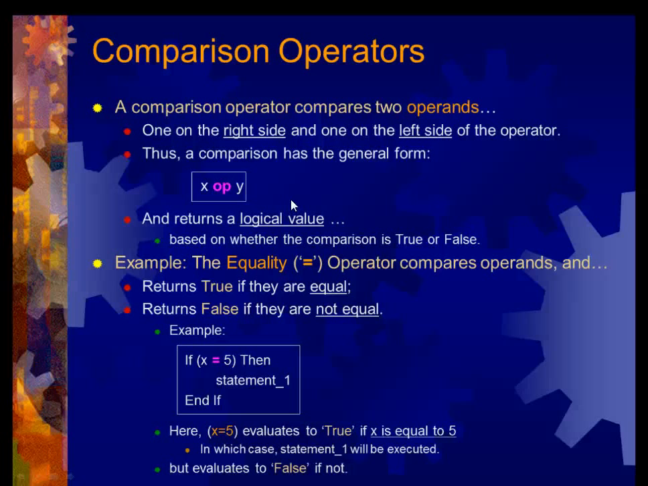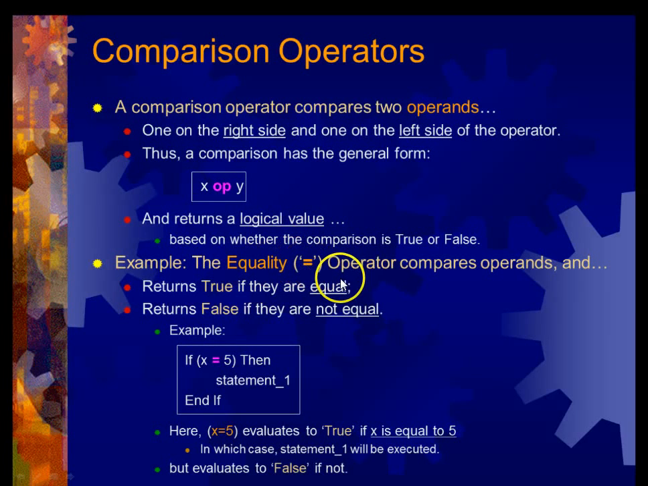Logical value, remember, means either true or false. Those are the only two values. Like if something's an integer, you have so many different possibilities. But if something is a Boolean, or in other words, a logical variable, that means it only has two possible values, just true or false. Okay? So it returns a logical value based on whether the comparison is true or false.